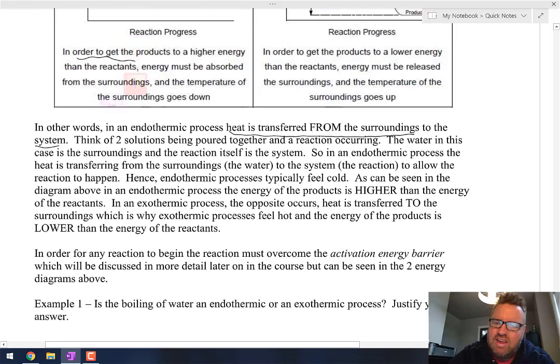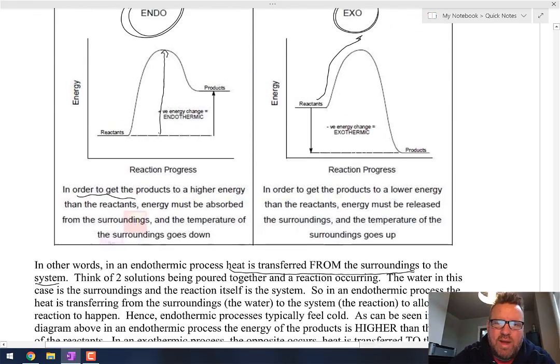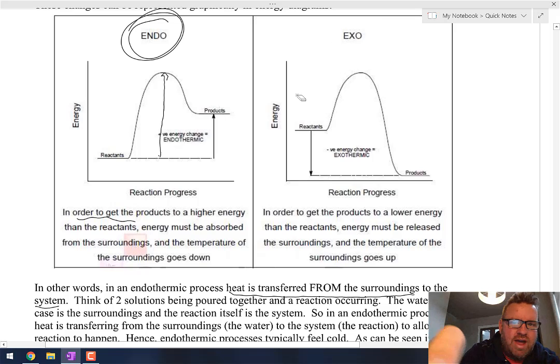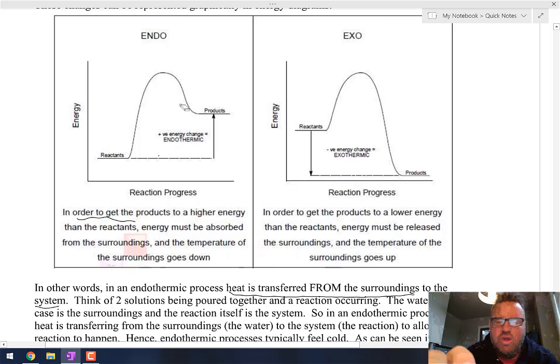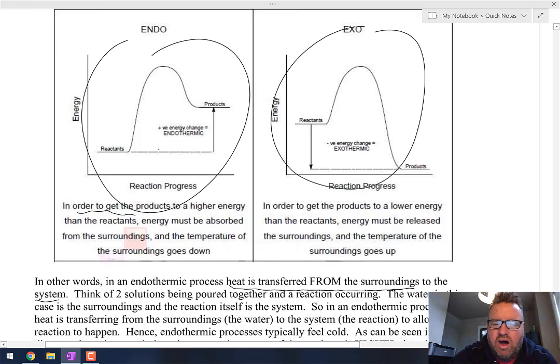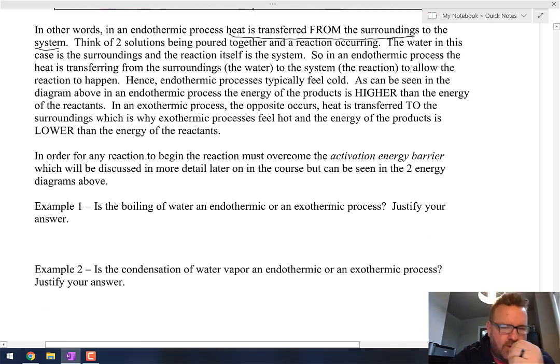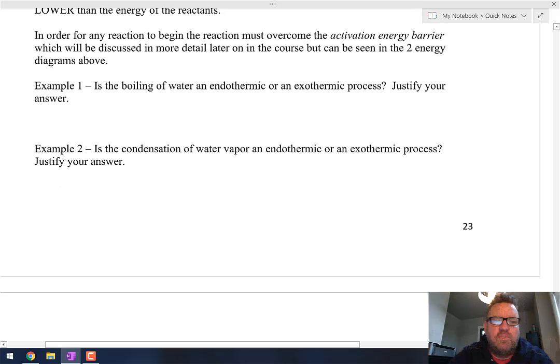And again, even though there's not going to be any questions in your homework packet about this, this is something you absolutely should be familiar with. You can probably expect some type of diagram like these on your test. So let's just look at a few questions, because these are some of the things that throw kids off. So example number 1, is the boiling of water an endothermic or an exothermic process?